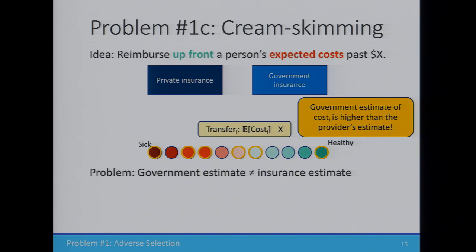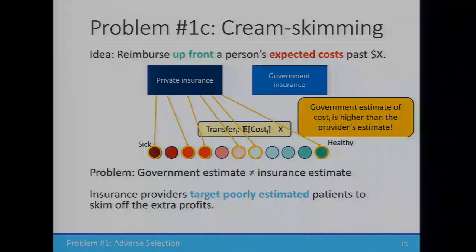What are they going to do? They're going to target these patients. They say, oh, the subsidy is going to be higher than I think it'll actually be. I don't really care how sick they are or not. I just care about the difference between the government's estimate and my estimate and where I can get some profit. So now they're going to target the poorly estimated patients to skim off the extra profits. This is called cream skimming. Okay, good?